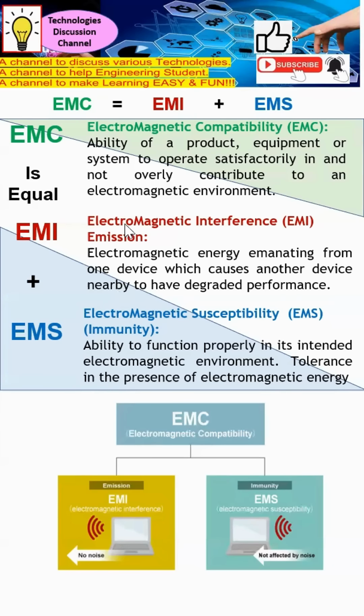The next aspect of EMC is we need to ensure that our newly built DUT, for example, should not overly contribute to an electromagnetic environment. This is known as EMI. Basically, for the device that you newly built, you must ensure that the emission meets certain criteria. So this is a simple definition of EMC.